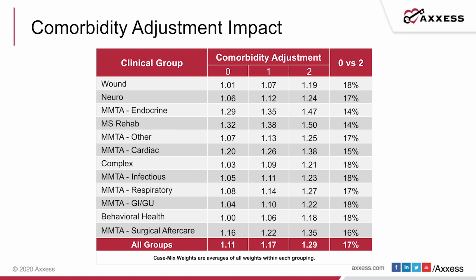have one of 3 different types of comorbidity. A 0 means there is no comorbid adjustment. A 1 in this case, in the column that you see number 1, that means that there is a low comorbidity adjustment.